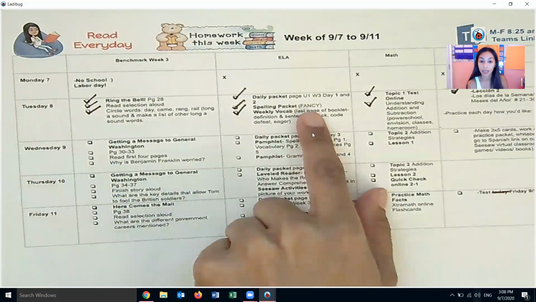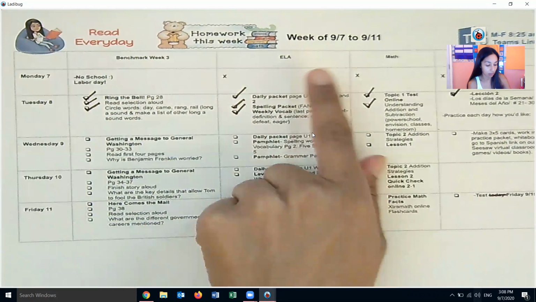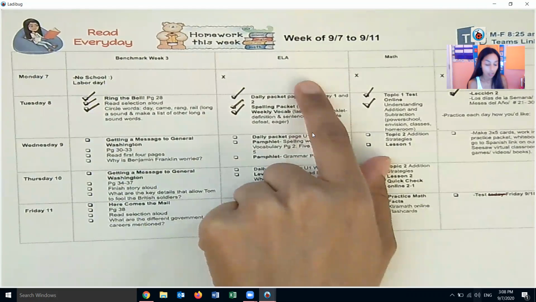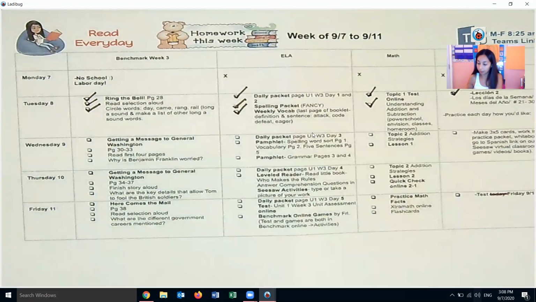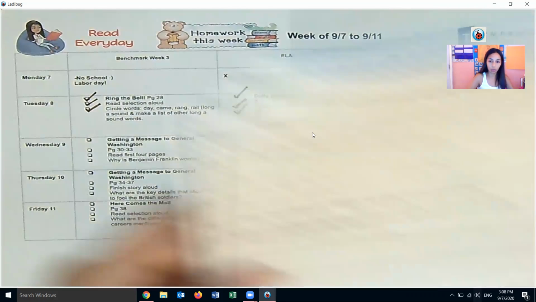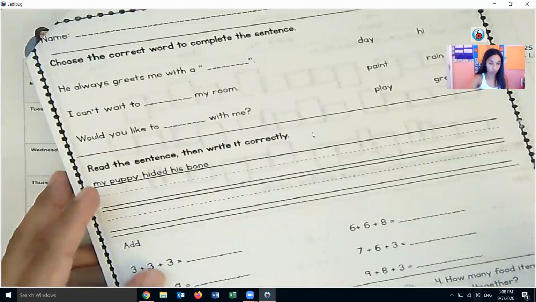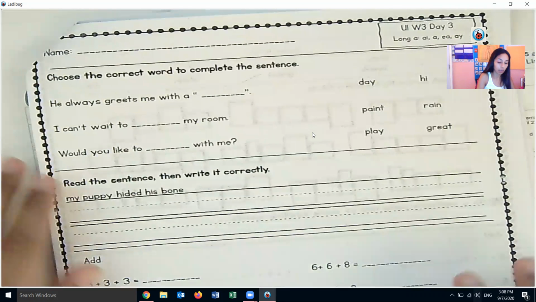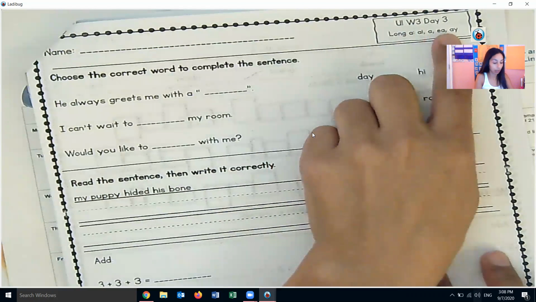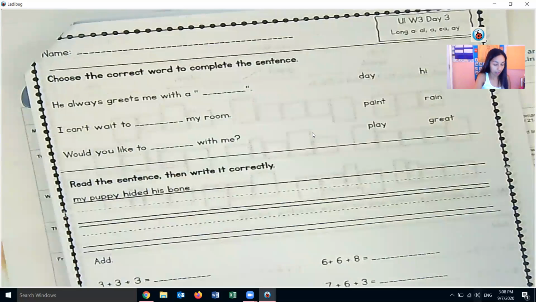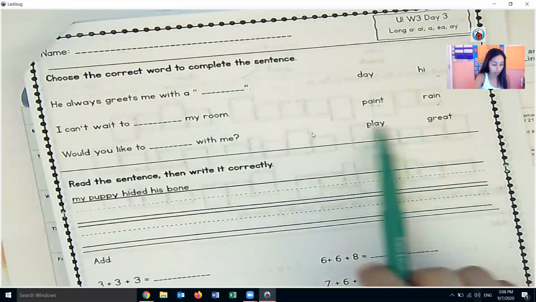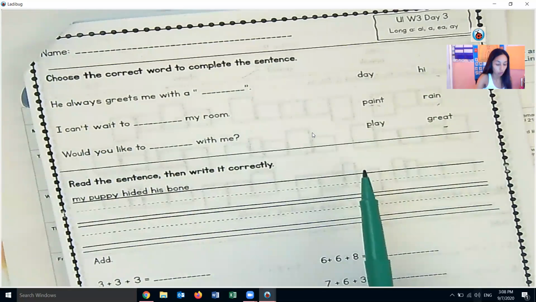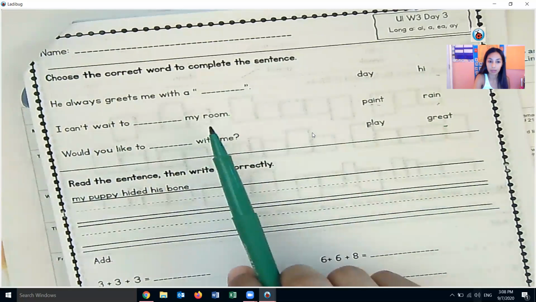Yesterday we did day 1 and day 2, just because we skipped Monday. So we're going into day 3, our daily packet. I'm going to go there first, then we'll just check off as we go. So we're on Unit 1, Week 3, Day 3. We have 2 words on the sides, and we're choosing which word fits the blank the best.